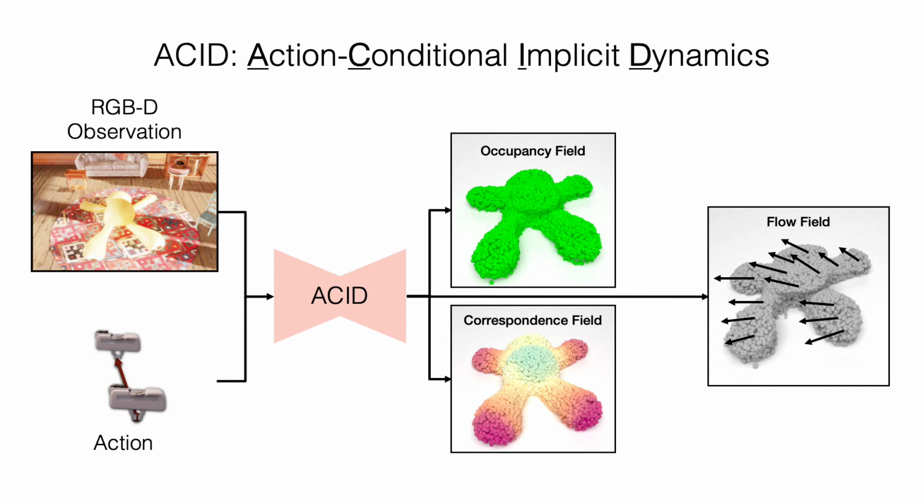In conclusion, our model ACID takes as input an RGBD observation and an action represented as a grasp point and a release point, and simultaneously predicts occupancy field, correspondence field, and the action-conditional flow field.